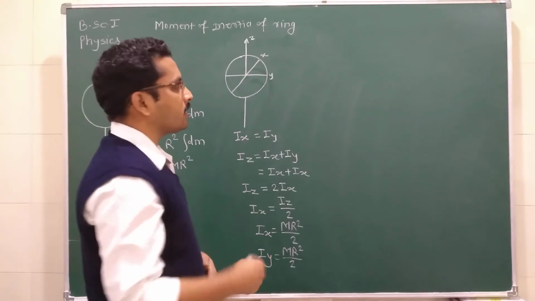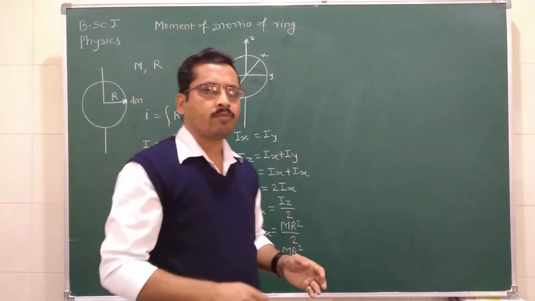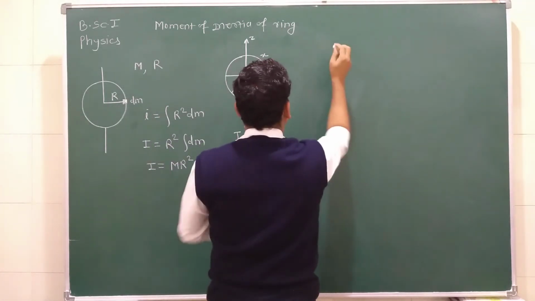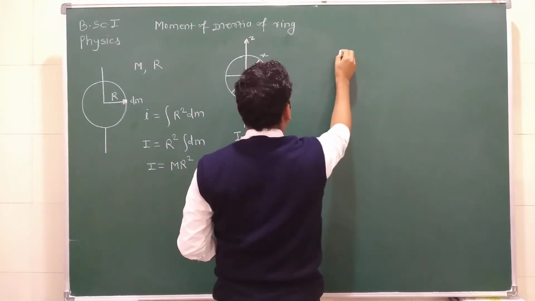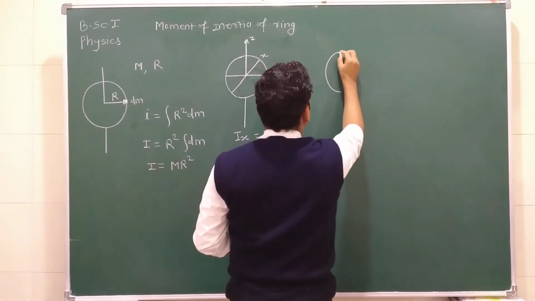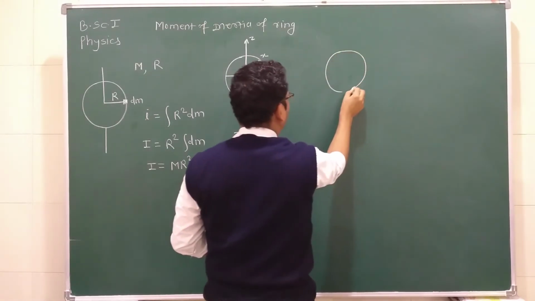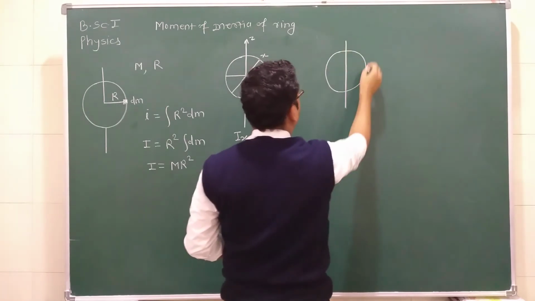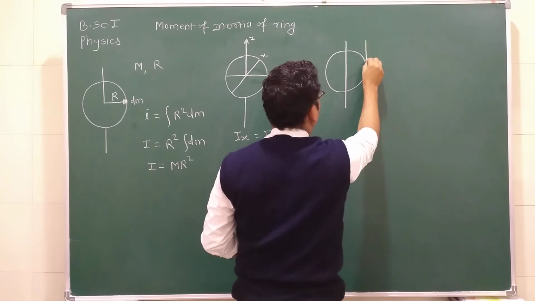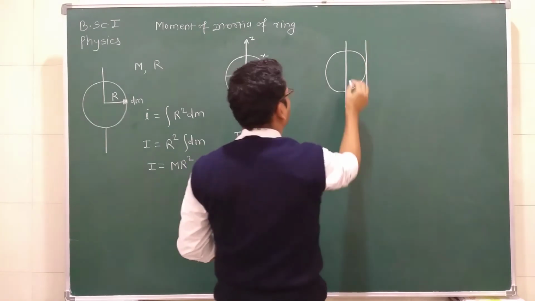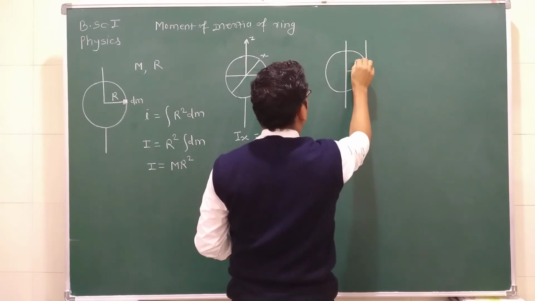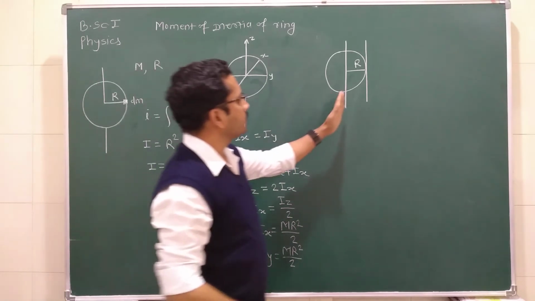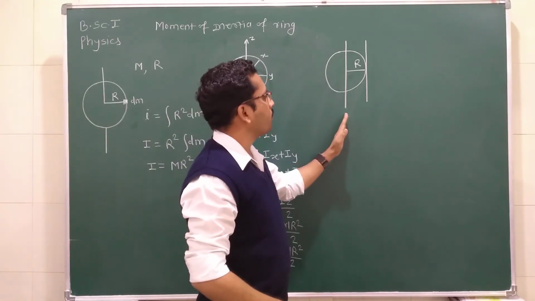Now we are moving towards another case, that is the moment of inertia of the ring about the tangent. Okay, so there are two types of tangents. Consider the tangent, and the distance between these two is equal to nothing but the radius of the ring.